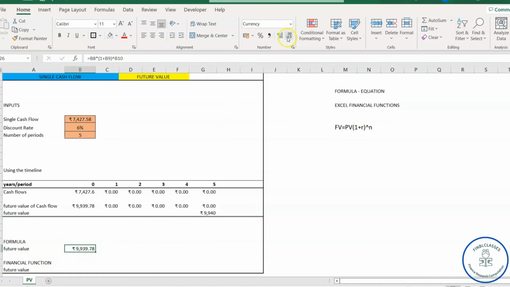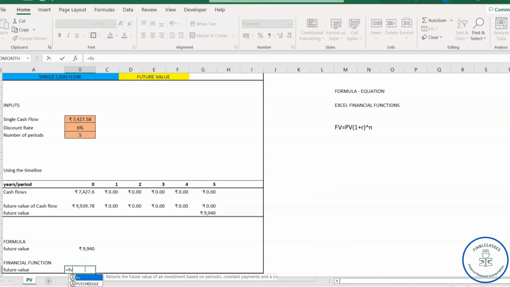9940. In a similar way we can calculate with the help of the financial function, that is, we calculate the future value. Equal to FV, which is future value, and the rate we take here is the 6%. I'll select the 6%, which is at cell B9, comma, and the number of years is 5 years. Then there is no PMT, you put it as 0 because there is no regular cash flow, we have only a single cash flow. Then the present value given to us is 7427. Then you close the bracket and press enter.